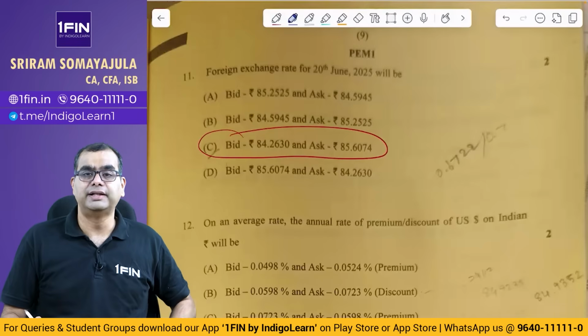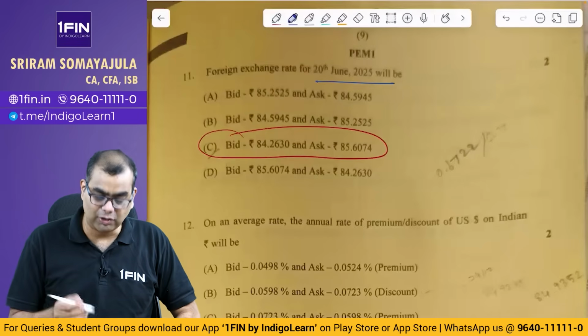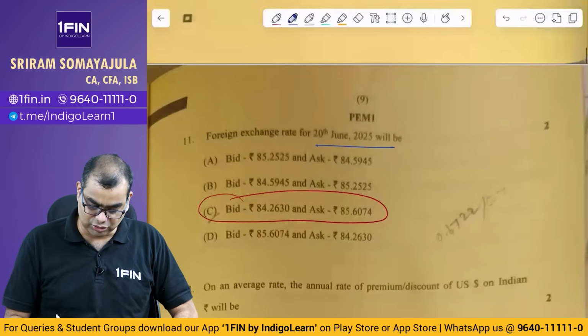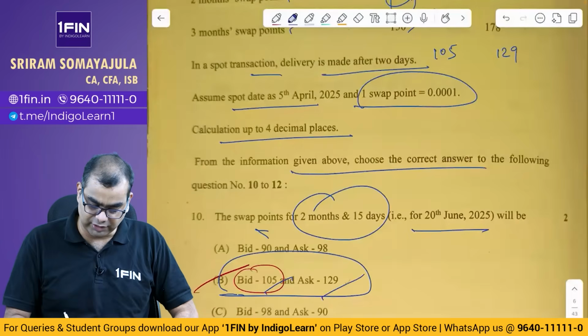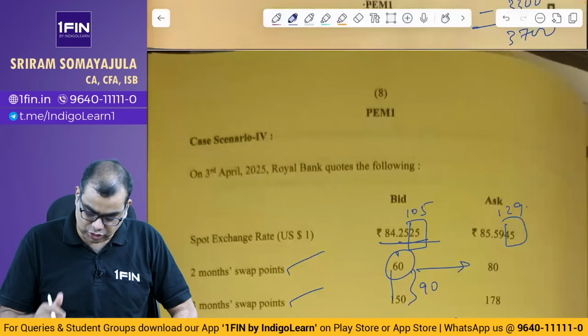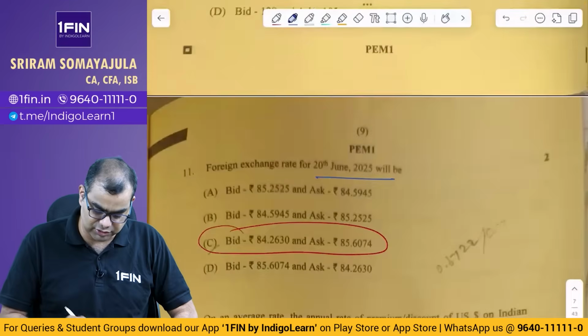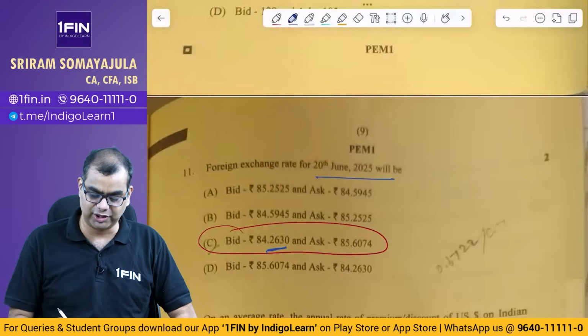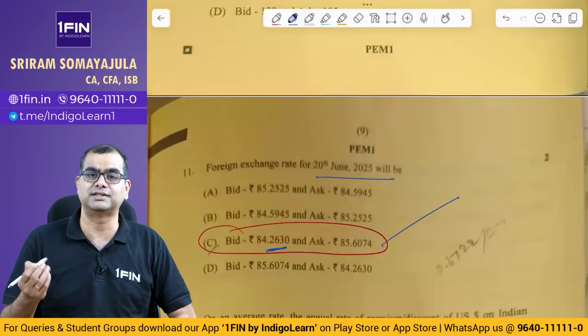Very simple. Then foreign exchange rate for 20th June. What will be the rate for 20th June? You just simply add these two. That's all. Nothing else. You add this 105 and 129 bips here. So you add 105 here and 129 here. So 84.2630. Which one has 84.2630? Yes, 26. Only one of them has. So you need not even do the second one. First one, you got the answer already.